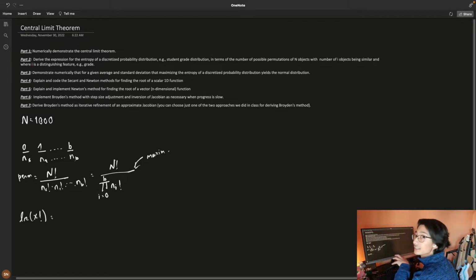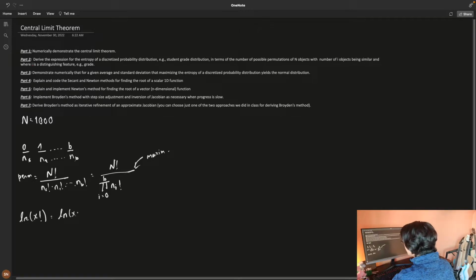So say we have an expression, natural log of x factorial. If we expand this out, what this basically turns into is natural log of x0 plus natural log of x1 plus natural log of x2 plus ... plus natural log of xn. And this can be written as a summation. So this would be the summation of natural log of xi, where i goes from 0 to n.